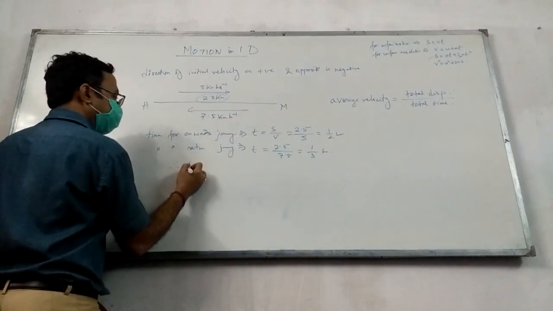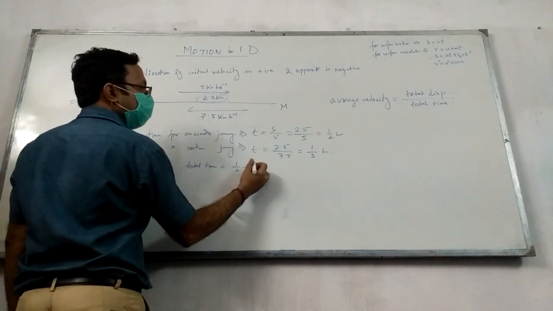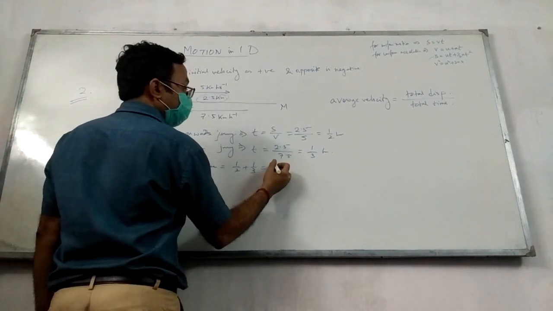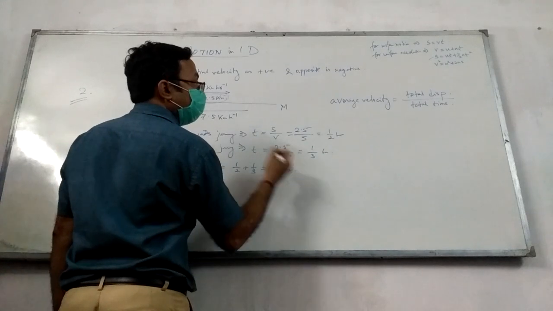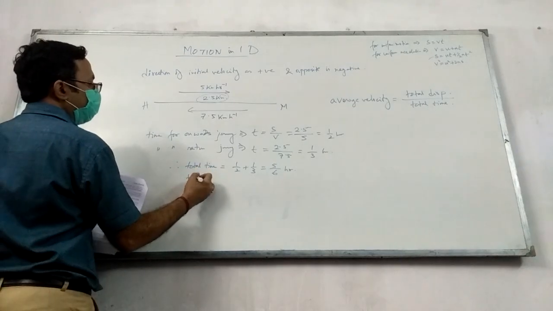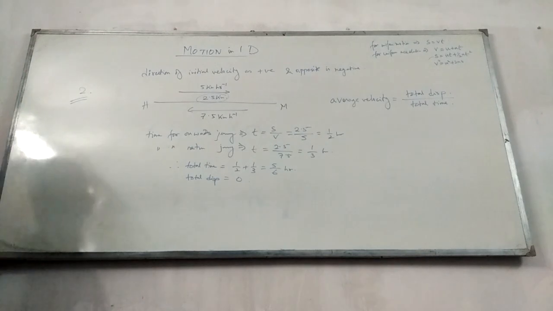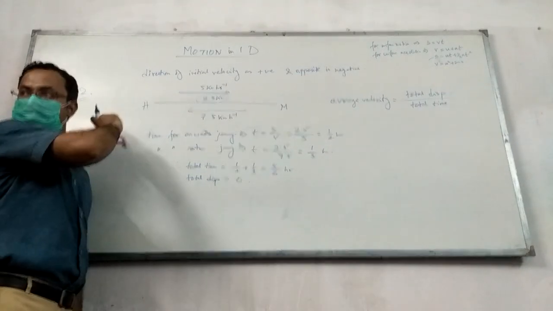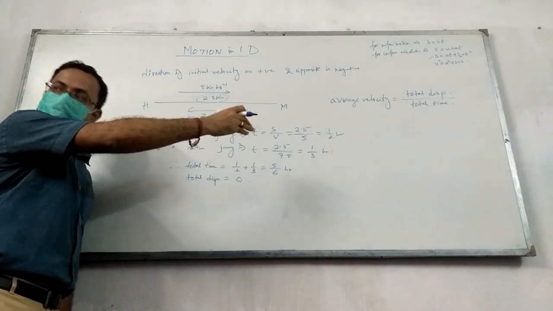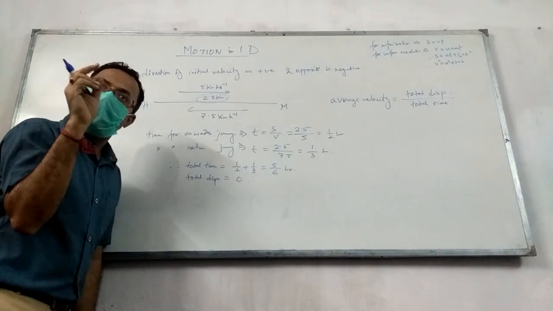So total time how much? 1 by 2 plus 1 by 3, that is 5 by 6 hour. Right? And what is the total displacement? 0. Right? Why is total displacement 0? Because he started from home, went to market, and came back home. Right? So initial and final positions are same.